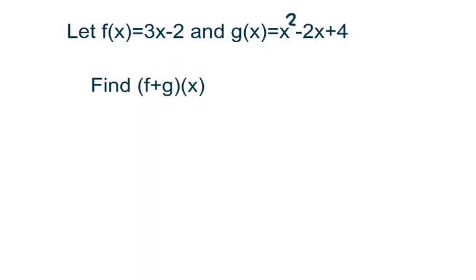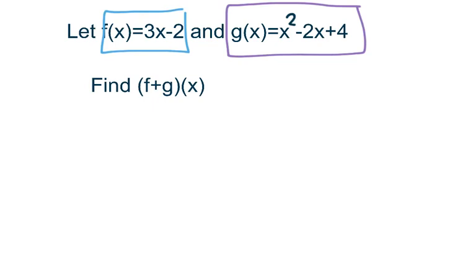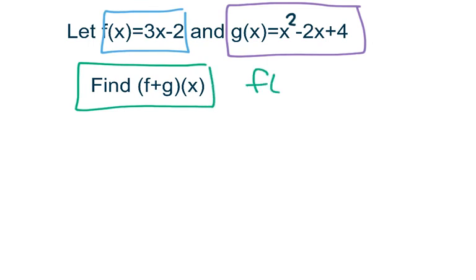Okay. So this notation may be a little different for you. There is an f of x function, and that is 3x minus 2. And then you have another function, g of x, and that's x squared minus 2x plus 4. If you look at the problem, it says find f plus g evaluated at x. So literally what it's telling you to do is take the f of x function and add it to the g of x function, which is what we're going to do.